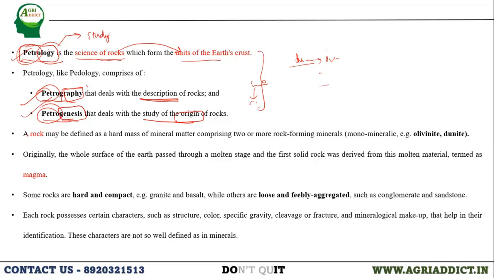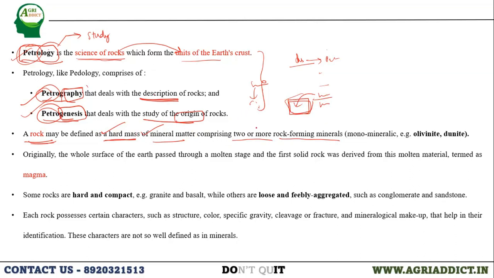Next, we will see the definition of rock. What is rock? A rock is defined as a hard mass of mineral matter. Just read it from this point of view. Rock is defined as a hard mass. How we perceive the rock while touching it is very hard. So it is a hard mass of mineral matter. Rock is composed of minerals, a hard mass of mineral matter comprising two or more rock forming minerals. So rock is nothing but a hard mass or substance. It is composed of many units, and they are called minerals. So that is the definition of rock.